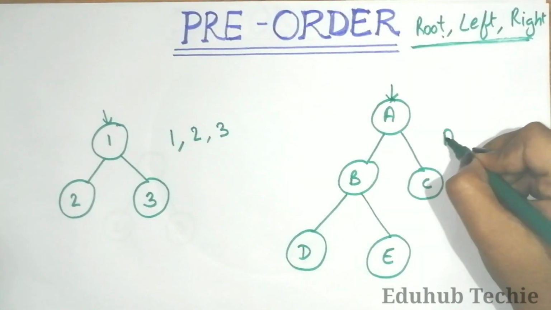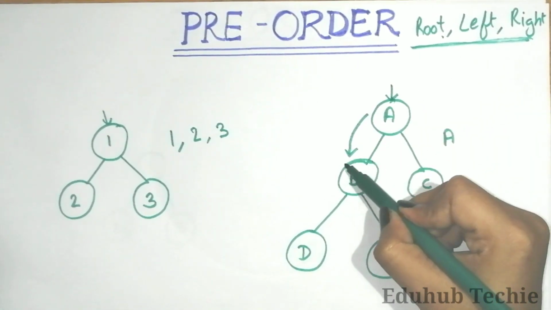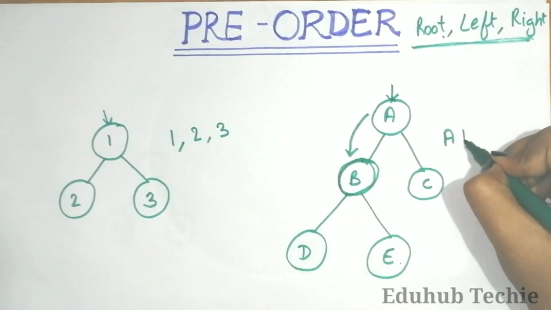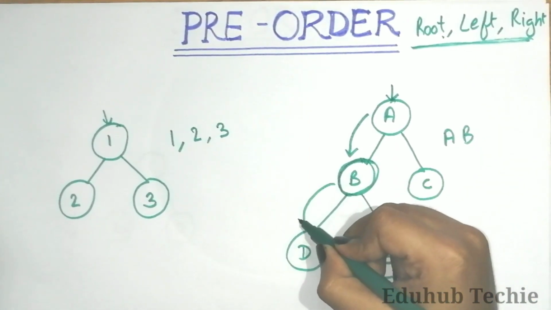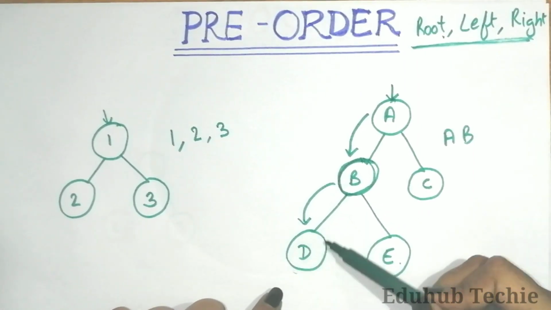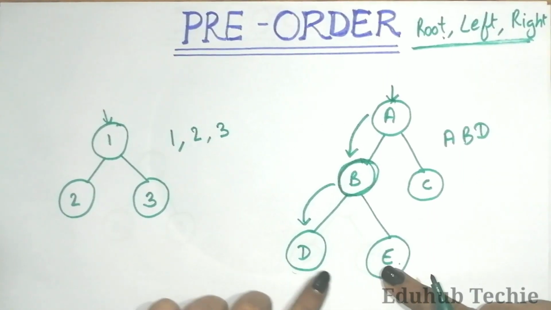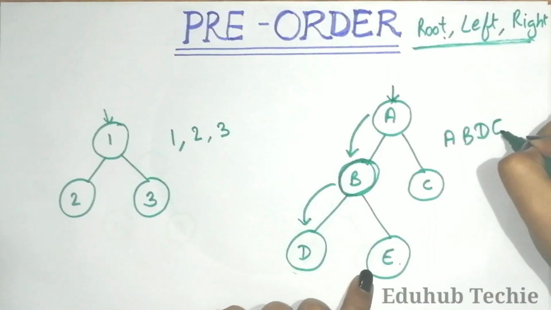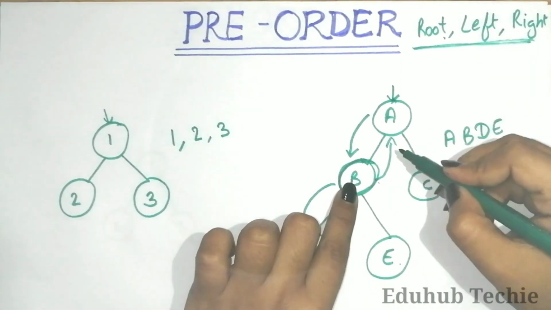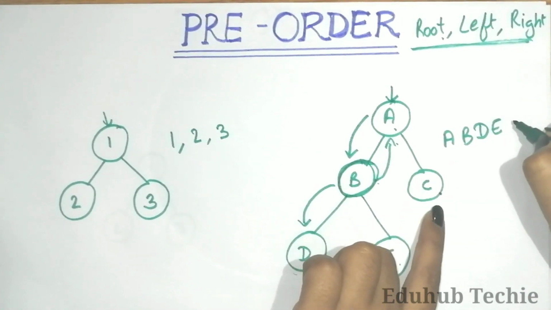So we will write A. Then left. Left of A is B. Okay. So B. B is again a root node for D and E. So we will write B and then we will move towards the left. Is there any left node of D? No, it is a leaf node. So D will be here, and after that we will move towards the right. E, then back to that node, back to A, and then from here we need to go towards the right. So we will write C.